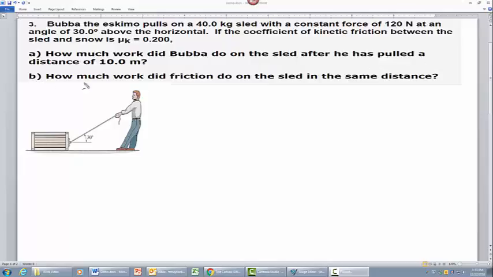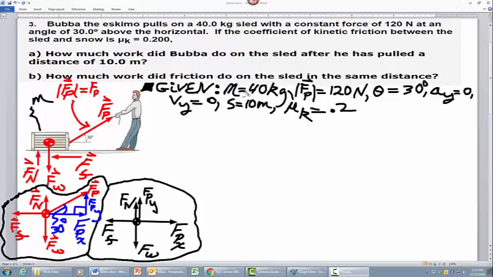Part B, how much work did friction do on the sled in the same distance? We will use our imagination and pretend that this is a sled and that this is snow. The givens. We know that the mass of the sled is 40 kilograms. We know that the magnitude of the pulling force is 120 newtons. We know that the angle theta between the pulling force and the horizontal is 30 degrees.